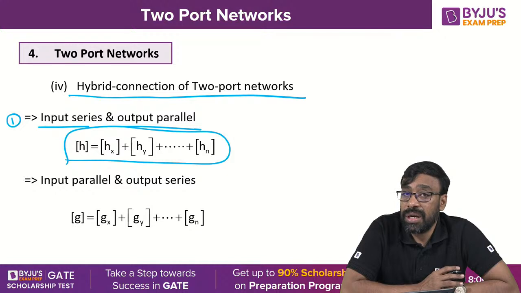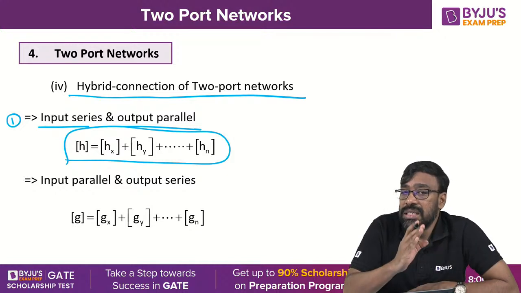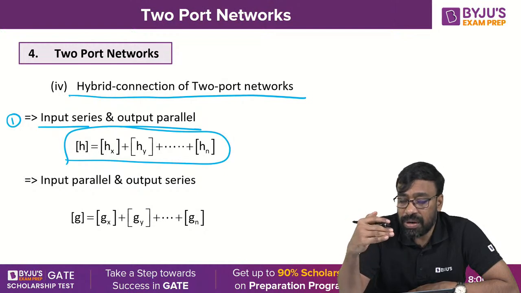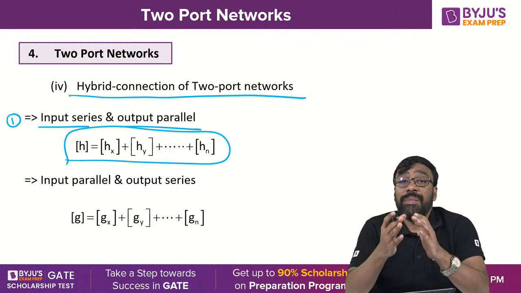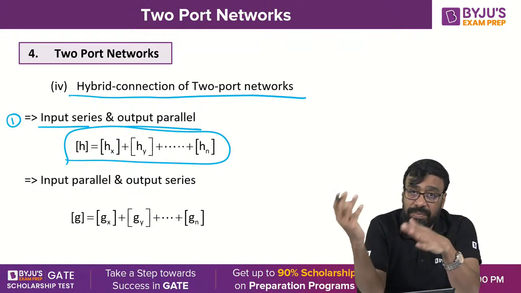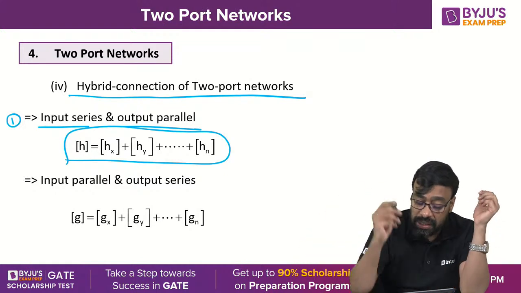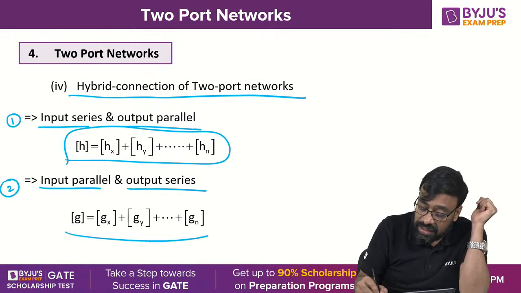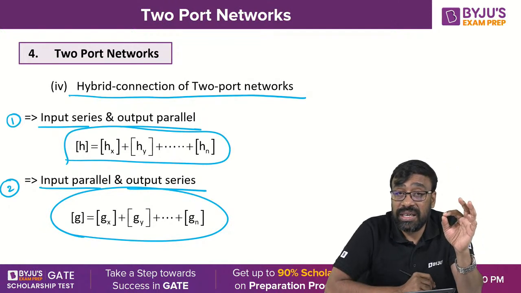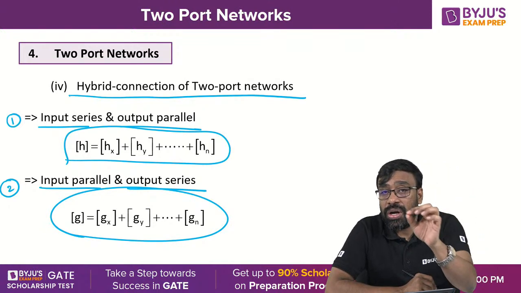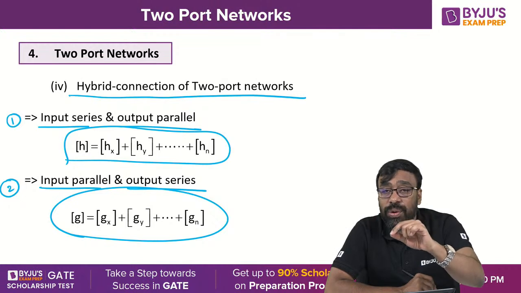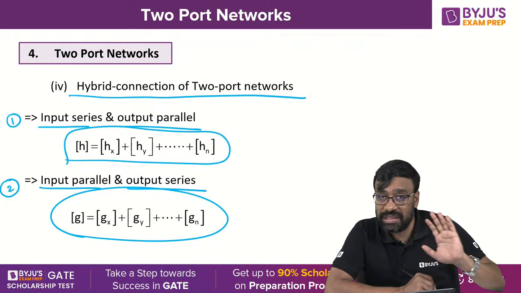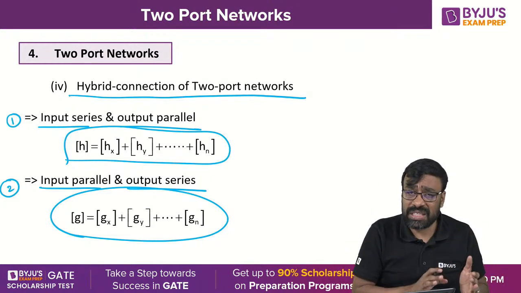The resulting H matrix is the sum of the H matrices of the individual two-port networks when n number of two-port networks are connected in hybrid combination, input side series, output side parallel. Got it? Similarly, the second type is input side parallel, output side series. Then the resulting G matrix is the summation of all G matrices when n number of two-port networks are connected in hybrid combination with input side parallel, output side series. You know series and parallel, just now I have explained, right?